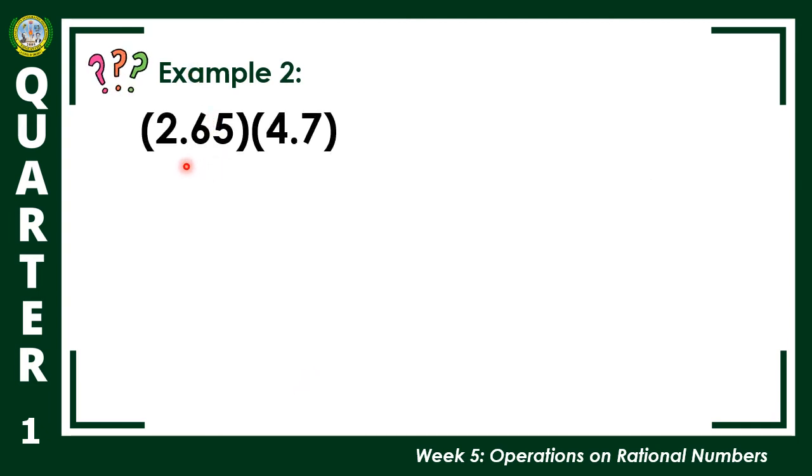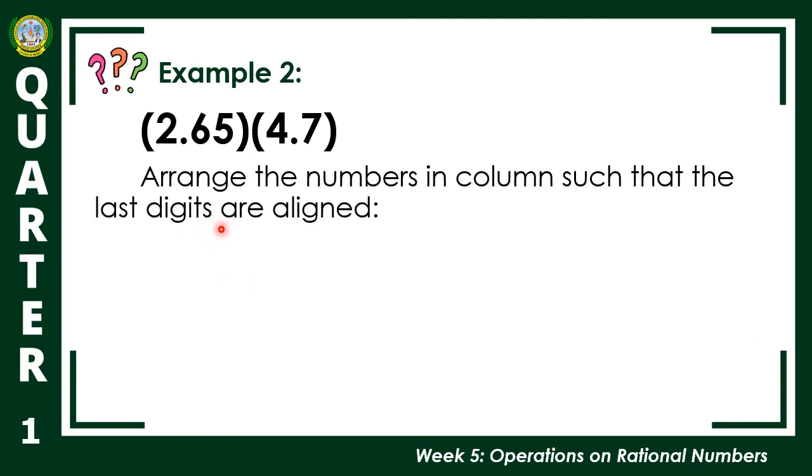Next example, so let's have here 2.65 times 4.7. Again, parehas positive yan. Meaning, ang ating answer po dapat ay positive din. Ano po? So, align or arrange the numbers in columns such that the last digits are aligned. So, magiging 2.65 times 4.7. Yan, magkatapat po ang 5 and 7. And then, let's multiply them.